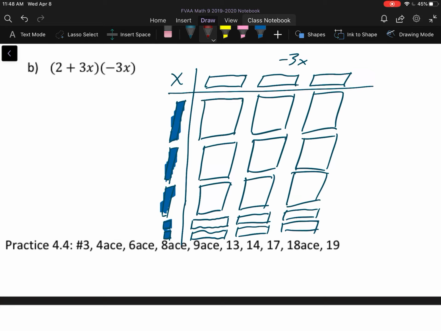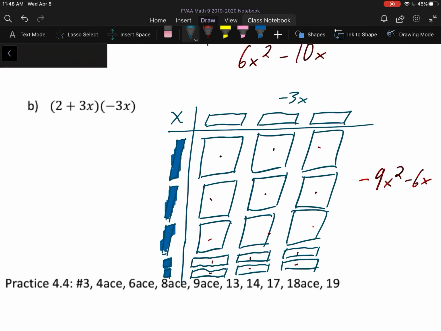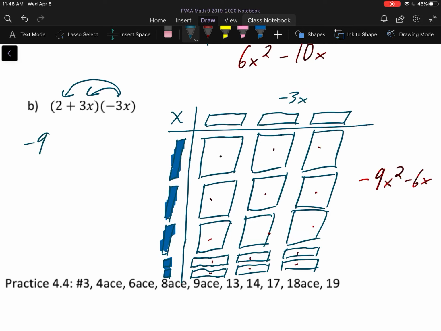I have 1, 2, 3, 4, 5, 6, 7, 8, 9 negative x squared tiles, and I have 1, 2, 3, 4, 5, 6 negative x tiles. That gives me negative 9x squared minus 6x, which is what we would get by distributing this monomial into both of these. Negative 3 times positive 3 is negative 9. x times x is x squared. Negative 3 times 2 is negative 6x.